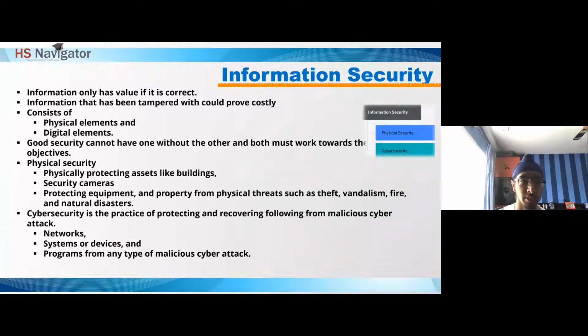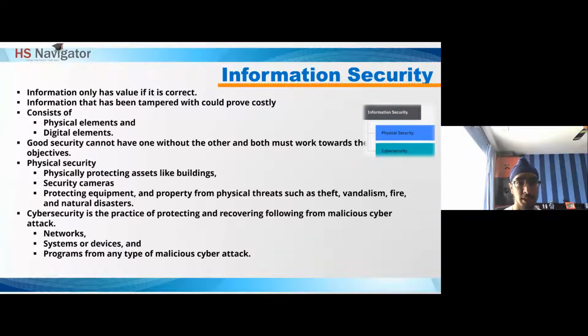Information security consists of two different elements. The two parts are physical security and digital security. Good information security can't have just physical security but no digital, or just digital without physical. They both have to be there, and they must work together towards the same objective of protecting information. Physical security is actually protecting assets, like buildings, security cameras, equipment, locks, vaults, and protection from physical threats like theft, vandalism, fire, and natural disasters.